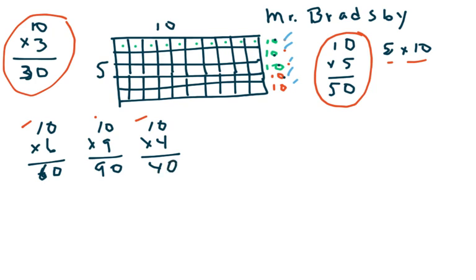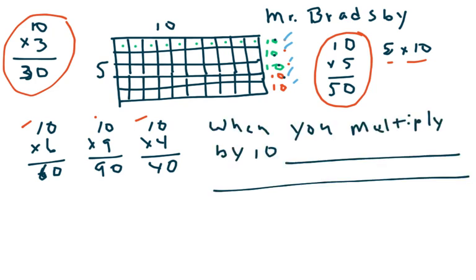So what I'd like you to do, I'm going to write down a question, and I'd like you to put me on pause and finish that question, okay? Just 1 minute. Okay, so here's the sentence I'd like you to answer. When you multiply by 10, how do you do it? Example, 10 times 3 is 30. So complete the sentence. When you multiply by 10, put me on pause and answer the question.